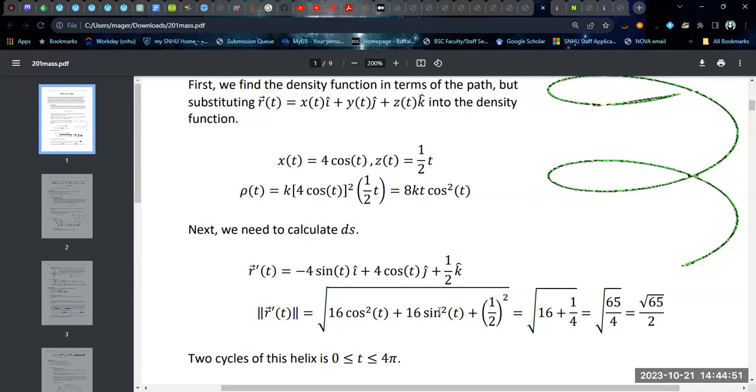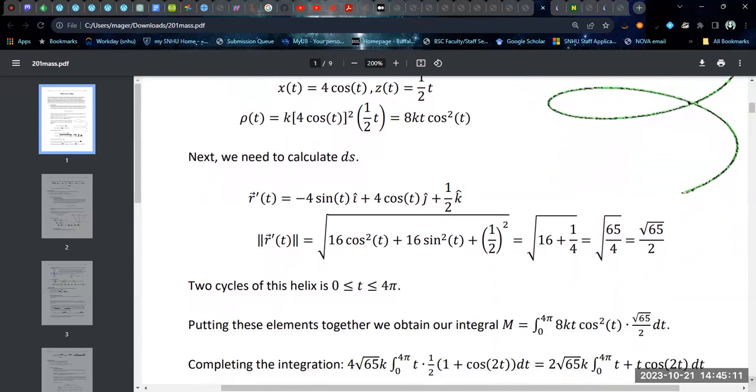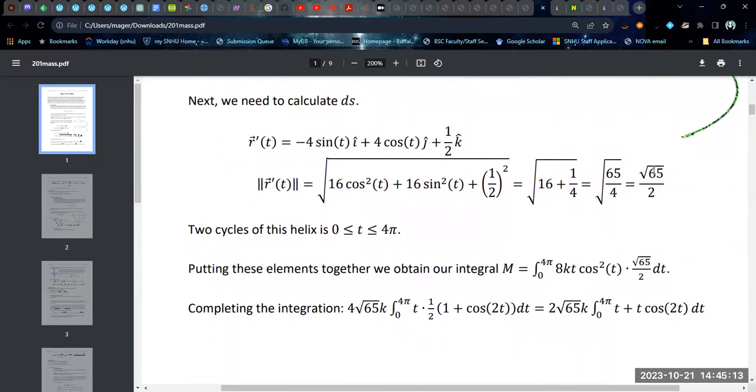So 16 cosine squared plus 16 sine squared is going to give you 16, and then 1/2 squared is going to give you 1/4. Find a common denominator, and then the square root of 65, which square roots often don't simplify in these problems, is there, but then the square root of 4 gives you 2. And then we combine that into our problem. ds is this value times dt. This was our function.